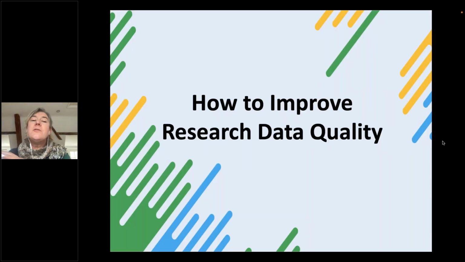So thinking about how to improve research data quality, I think we can all agree that collecting research data is in and of itself one of the challenges of conducting research, and there are generally going to be opportunities to improve what data are collected and how they're kept and otherwise processed.